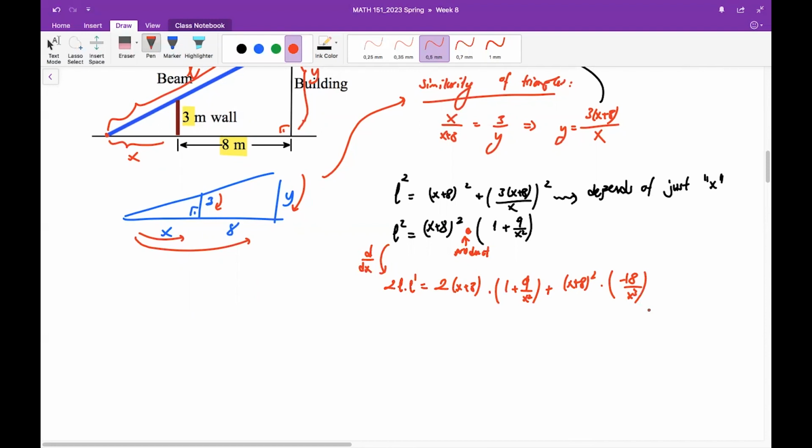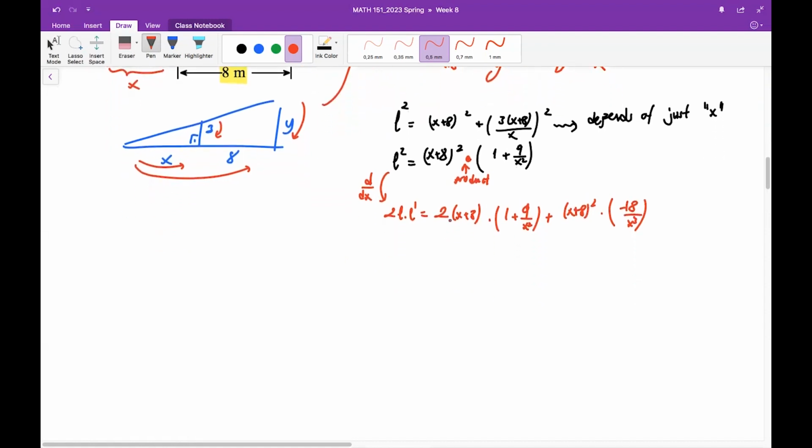Okay, so this is the derivative of the right-hand side. And then let's try to make rearrangements on the right-hand side so that we can find its compact form. Okay, let me do it like that to save some time. 2L times L prime is, if you do your computation on the right, you will obtain this compact form: x plus 8 times 2x cubed minus 144, divided by x cubed.